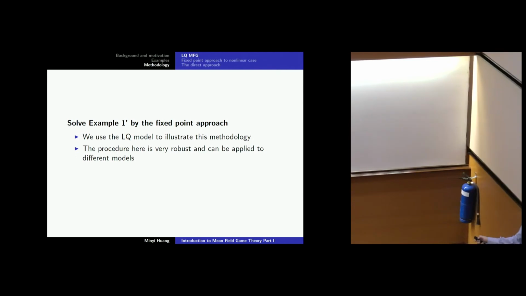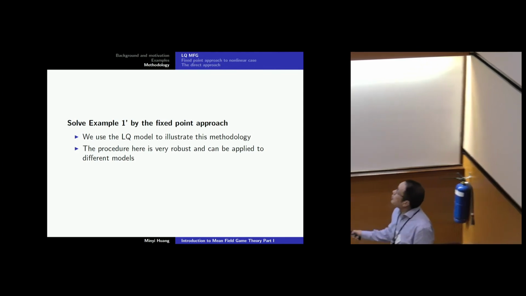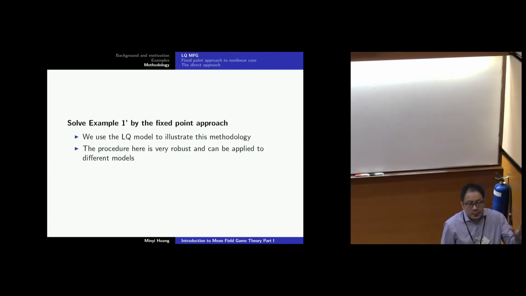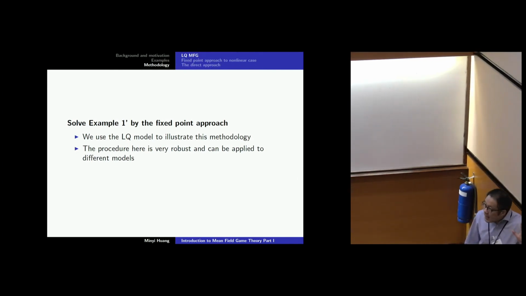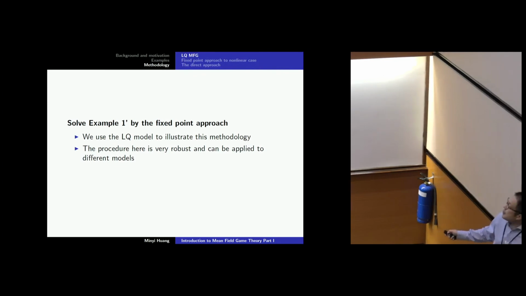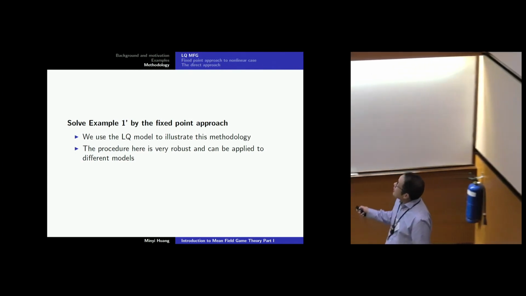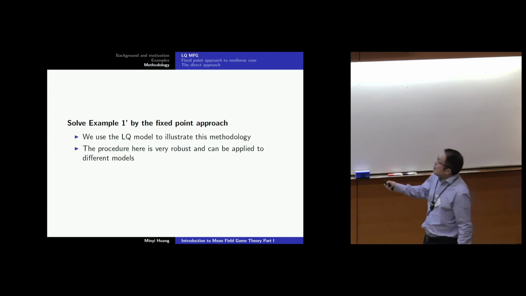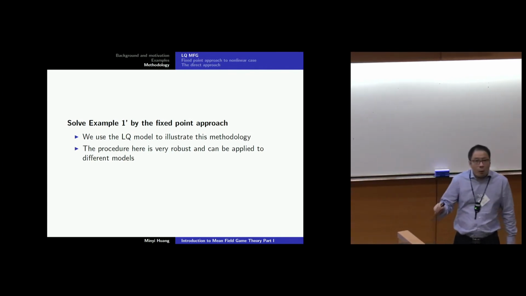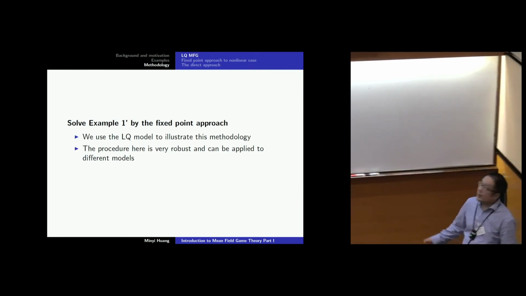So now let's try to solve the mean field game for example 1 prime. We use the LQ model to illustrate this methodology. I hope to give some details. The reason is that the procedure here is very robust and can be applied to different models, not just to LQ. Actually, now this procedure is almost like a standard one. It's used by a lot of people to solve many different problems.